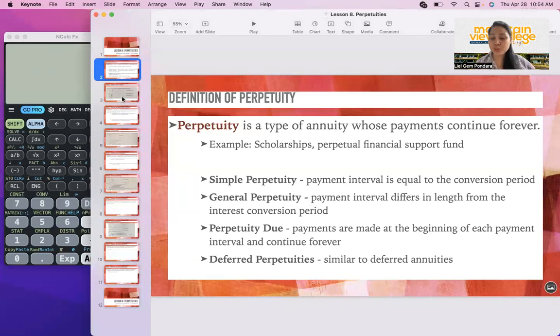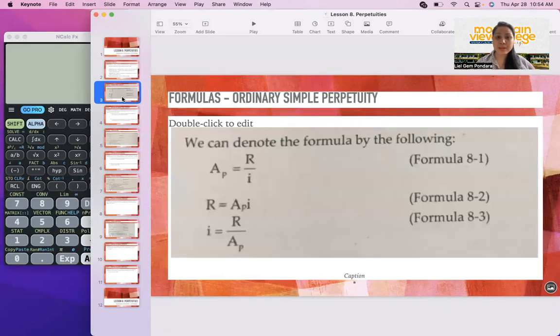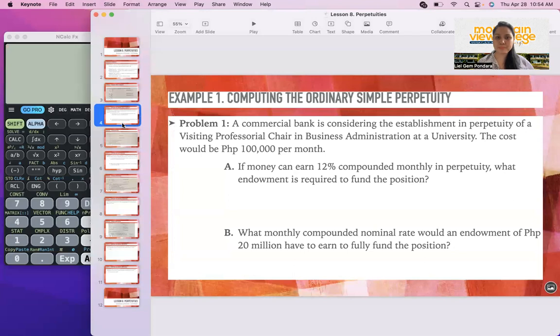Now let us start with an ordinary simple perpetuity. And here's the formula that we're going to use for the ordinary simple perpetuity. A stands for the amount of annuity or the amount of perpetuity. R is the regular payment, and I is the periodic interest rate. Let's start with the first problem.